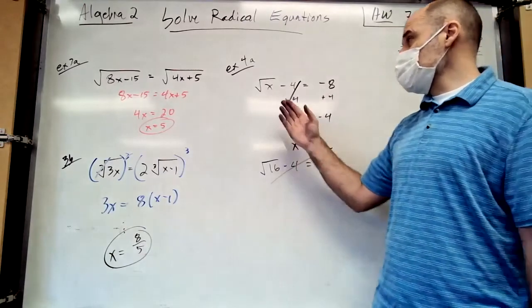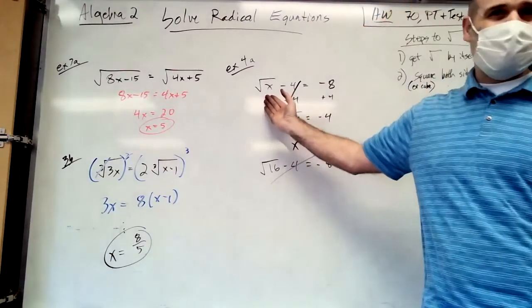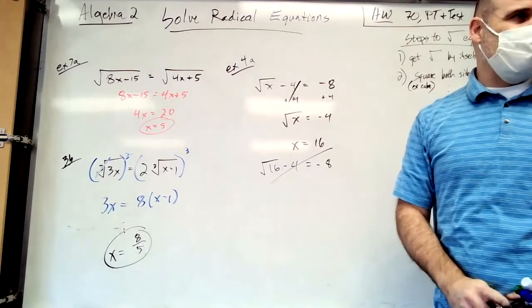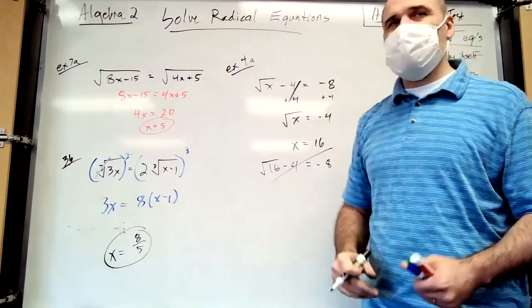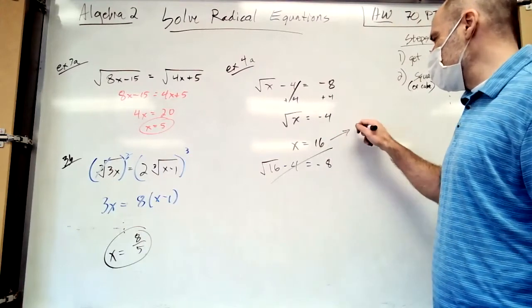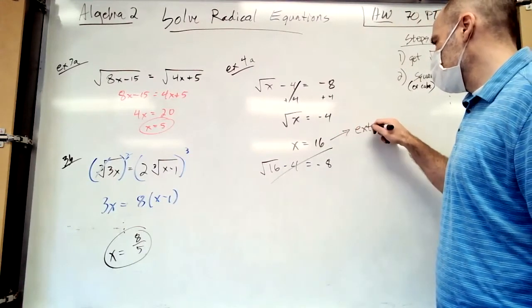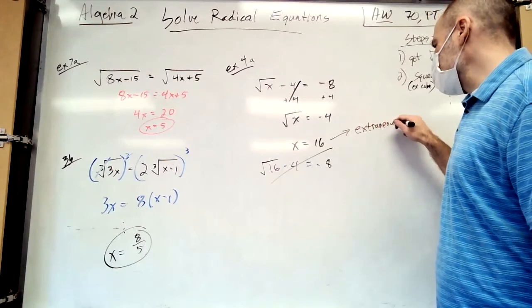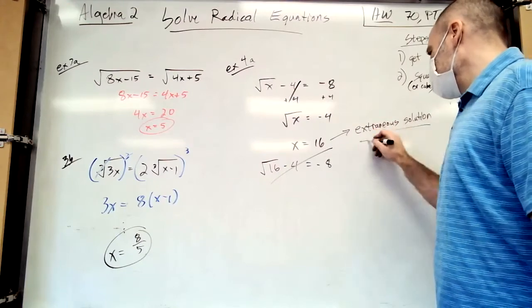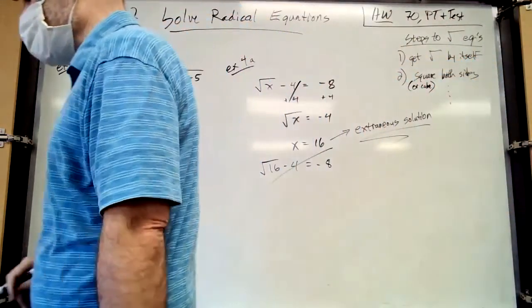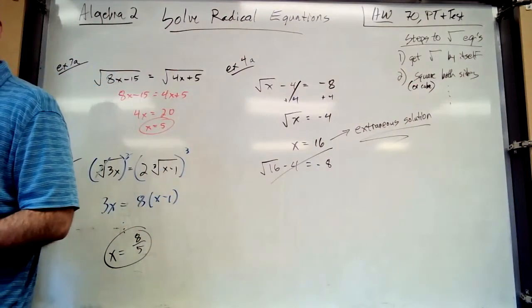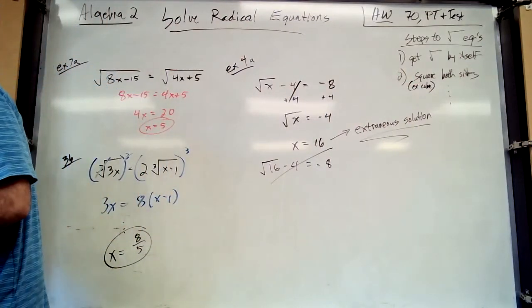But in algebra, if you just have this, your only responsibility is to give the positive solution. Okay? So this cannot have two solutions. So we call this an extraneous solution because it doesn't work when you check it. If it doesn't work when you check it, it's still a solution, but we call it an extraneous solution.